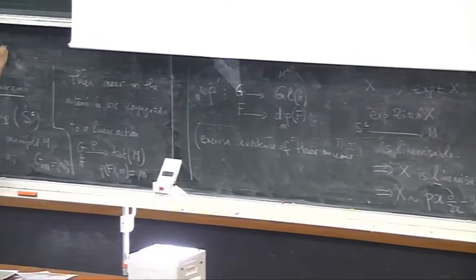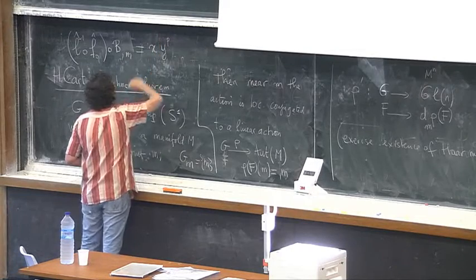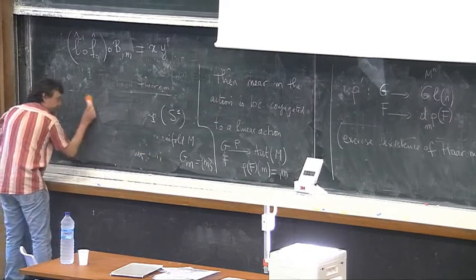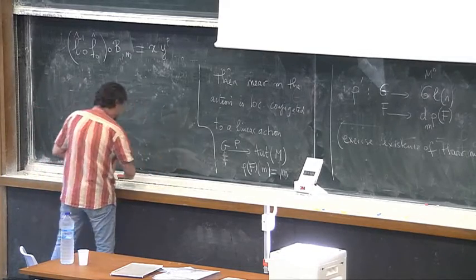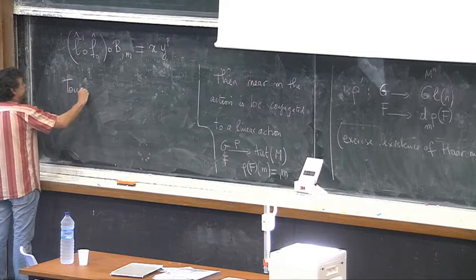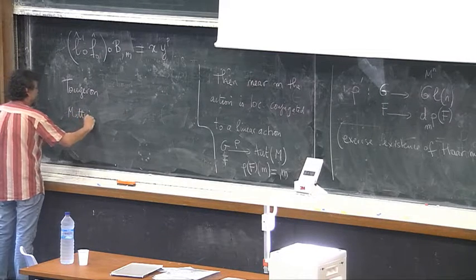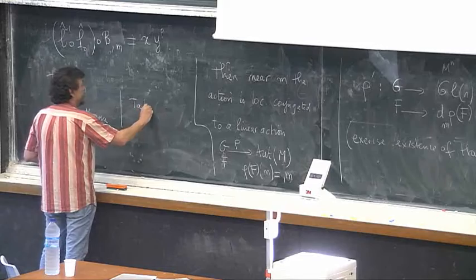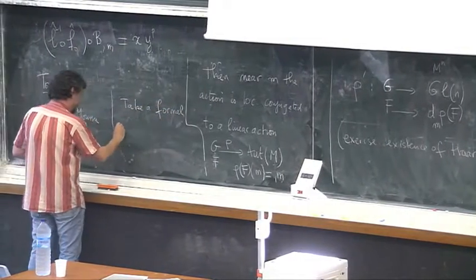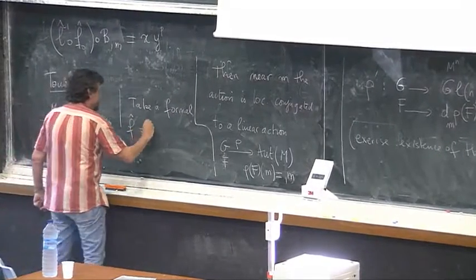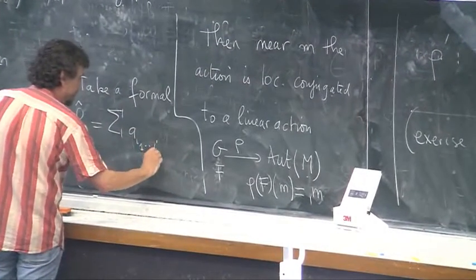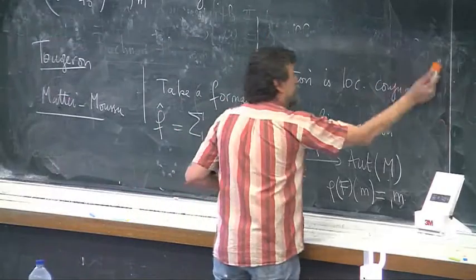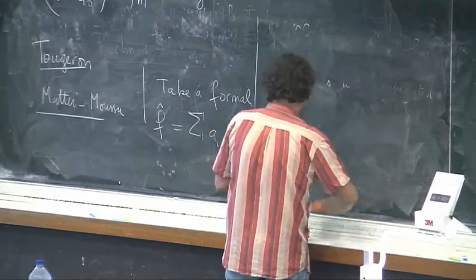At some point, it's a holomorphic polynomial. So this is formal, this is holomorphic. And there is a lemma. It's an interesting lemma, which is due to Toubiana and Mattei-Moussu. There are two approaches, which is the following. You take a formal power series in n variables. And you make one blow up.